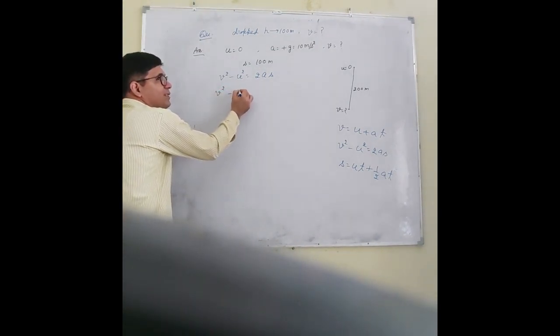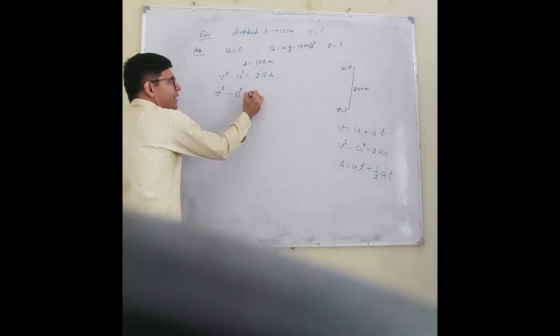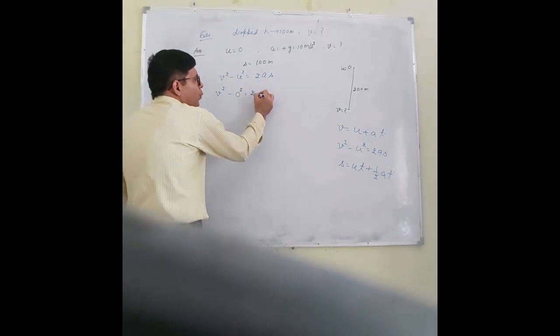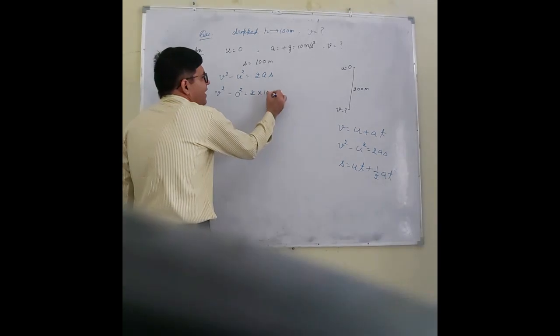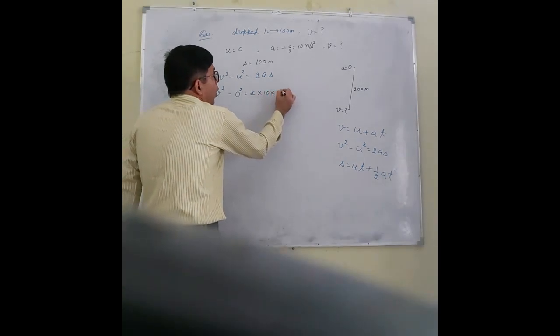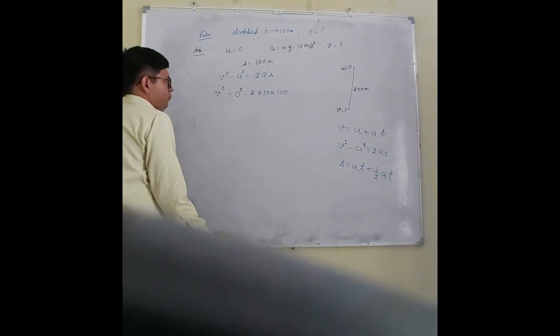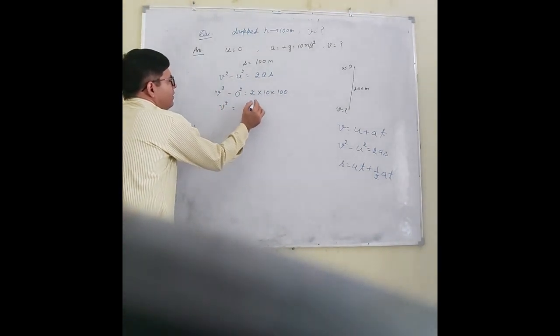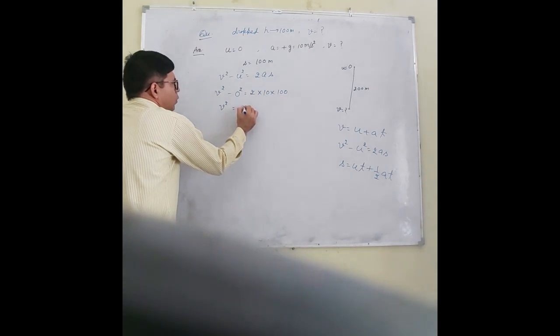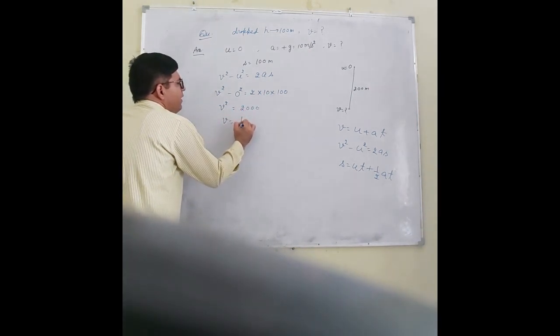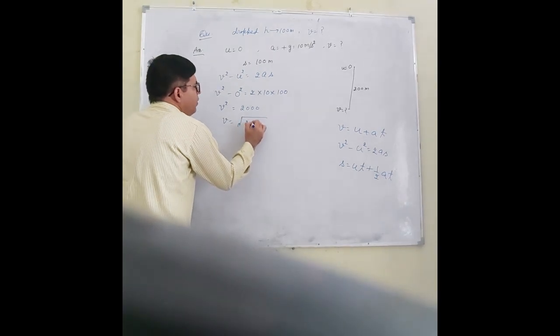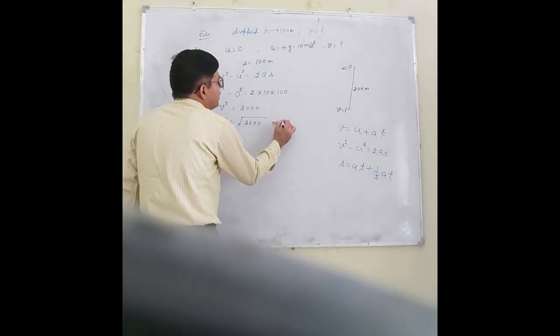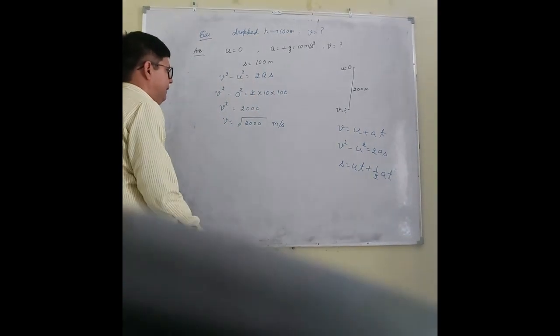And what is U? Is it 0? Yes. And what is A? A is 10. S is 100. So, V square equals 2000. So, what is V? V is square root of 2000. Answer is in meter per second.